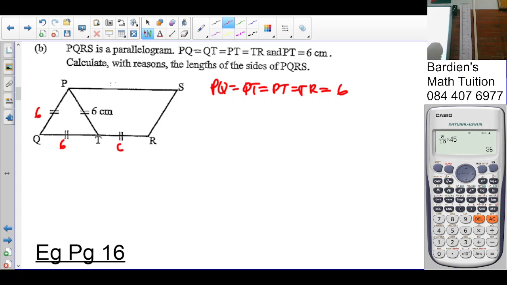Why is that 6? What do you think the reason will be here? Why do you think that would be the case? Because it is given to us. Can you see that? It's obvious, it's given to us. So in the reason here we're going to say, it's given.